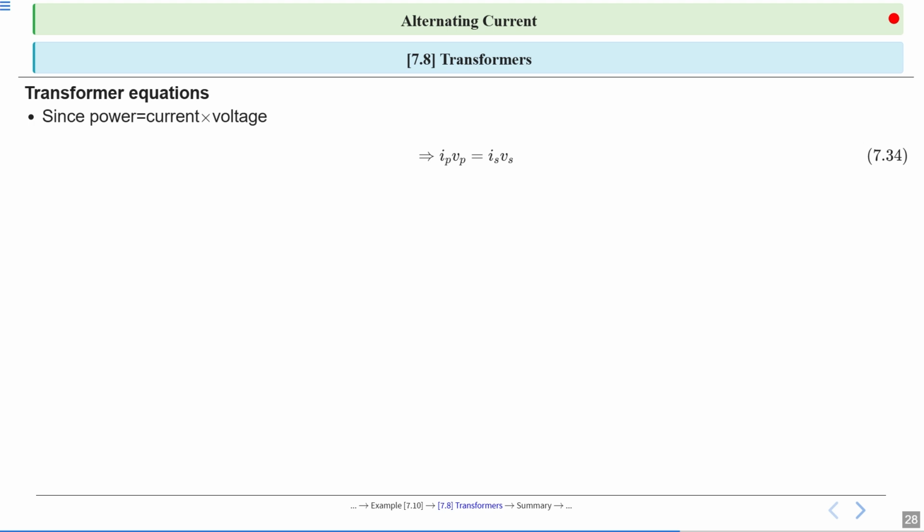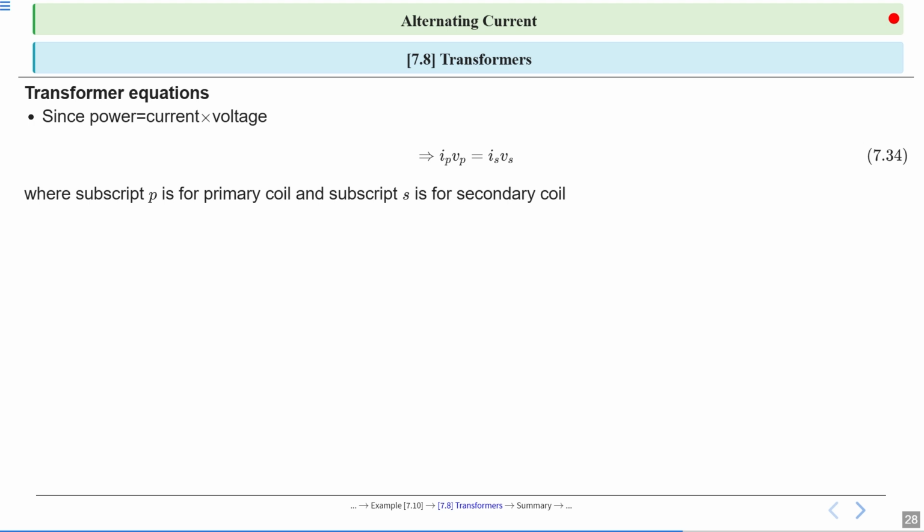In which coil are we giving input? Primary coil. So the input power given to the primary coil will be equal to the current flowing through the primary coil multiplied by the voltage across the primary coil. So IPVP will be equal to output power. Output power will be the current in the secondary coil multiplied by the voltage across the secondary coil, ISVS. Mark it as equation 7.34.